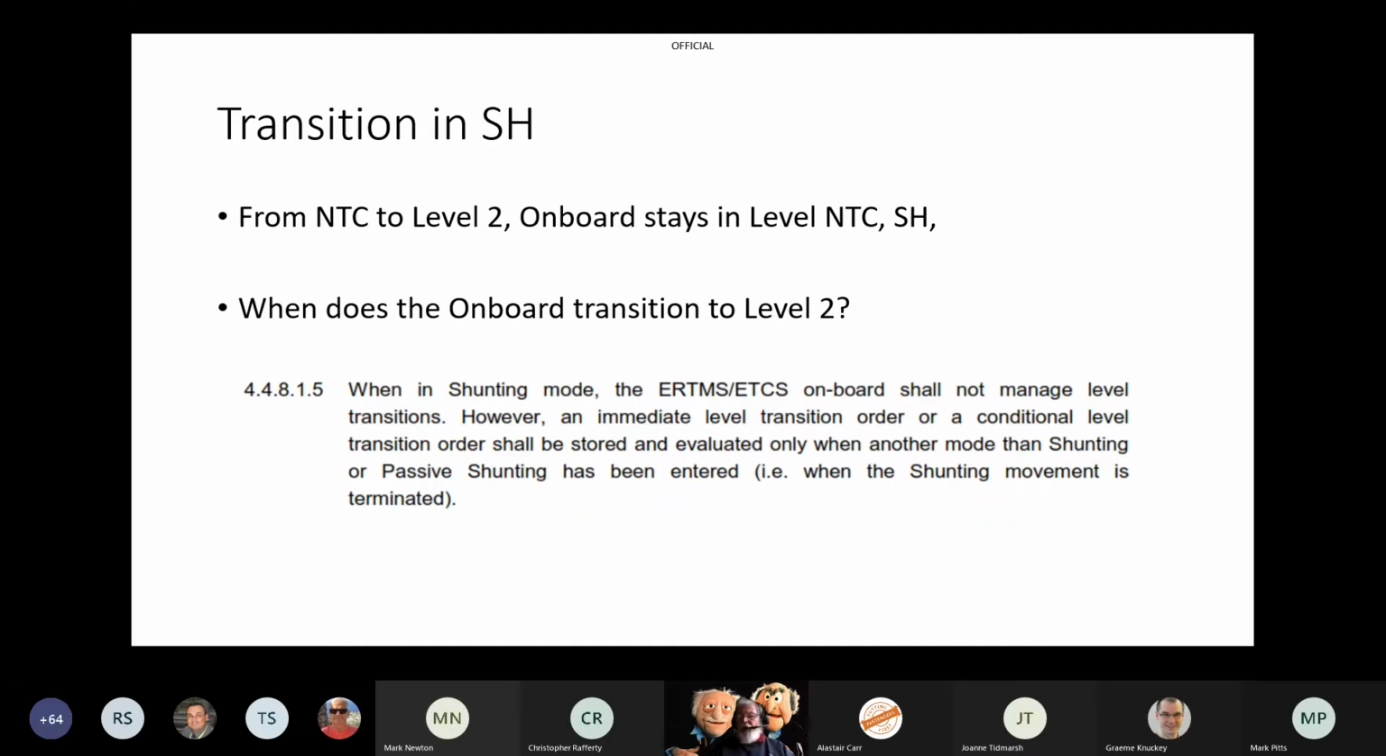The act of coming out of shunting will cause the train to check the priority order and to choose the most appropriate level.